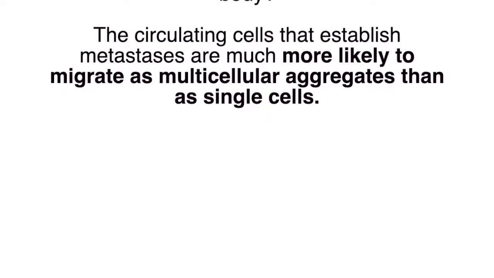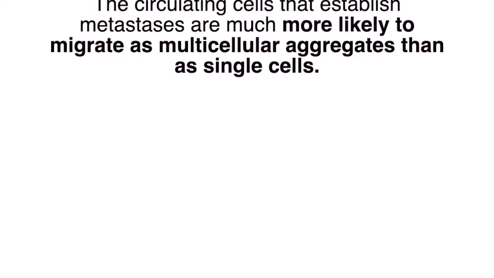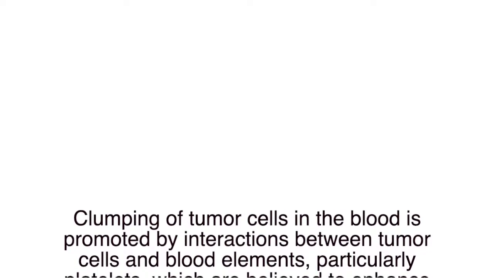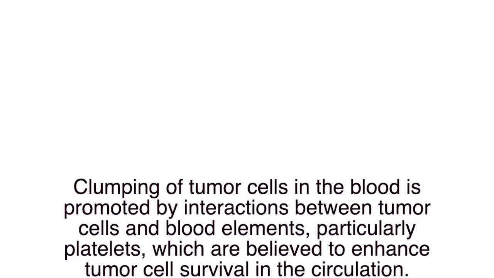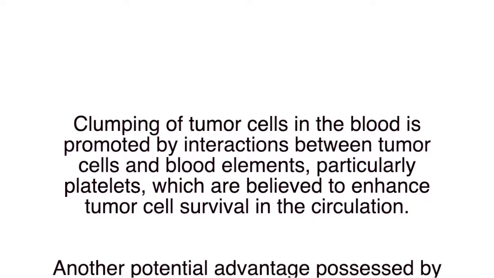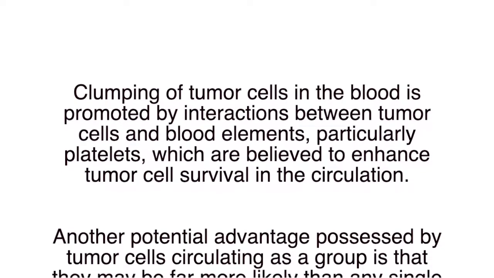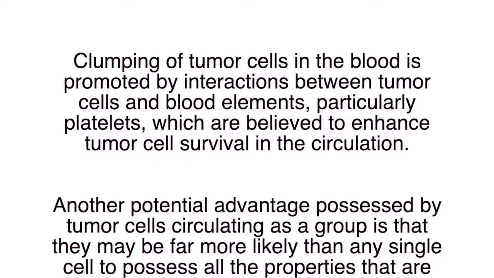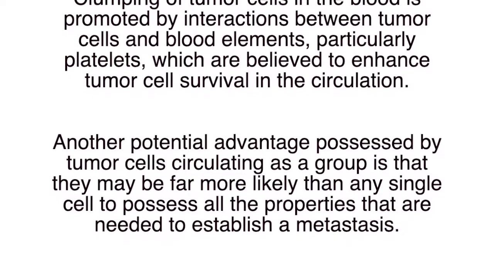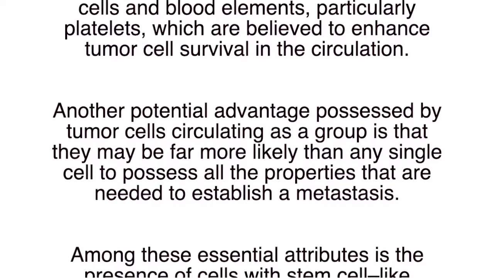The circulating cells that establish metastasis are much more likely to migrate as multicellular aggregates than as single cells. Clumping of tumor cells in the blood is promoted by interactions between tumor cells and blood elements, particularly platelets, which are believed to enhance tumor cell survival in the circulation. Another potential advantage possessed by tumor cells circulating as a group is that they may be far more likely than any single cell to possess all the properties that are needed to establish a metastasis.